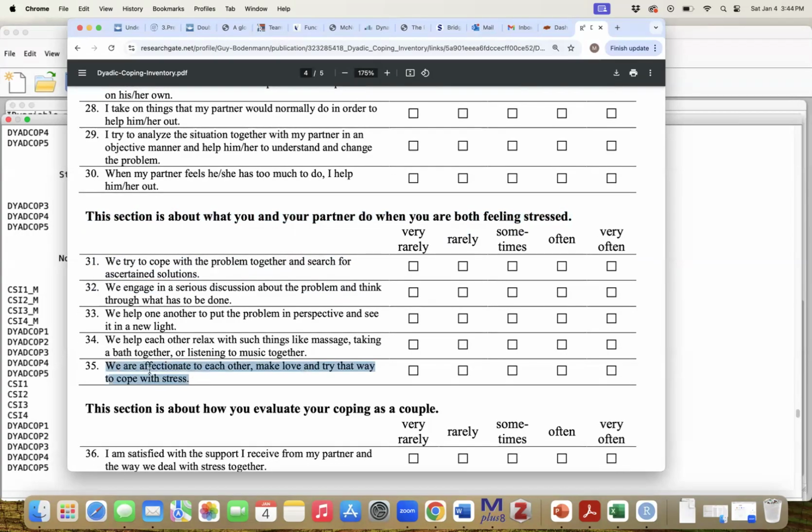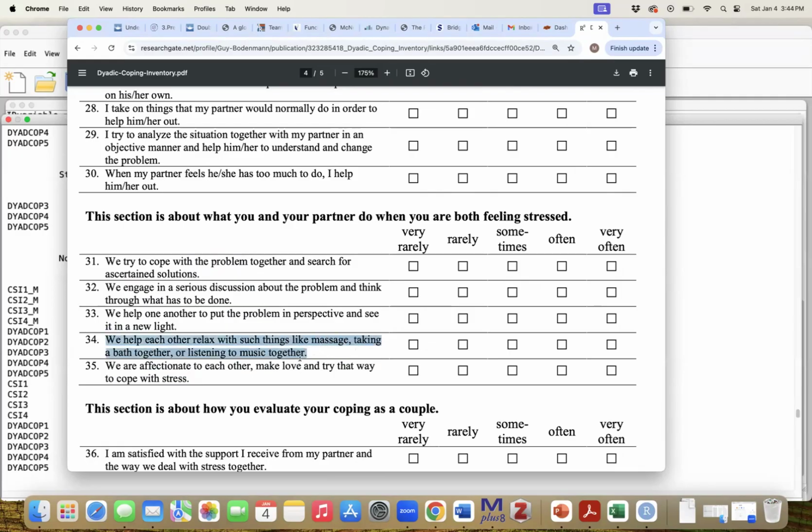All right. So this is the one that is kind of not behaving. And so I'm looking at the first three items. So we try to cope with our problems. So that's about stress communication. We talk about our problems. Again, that's stress communication. We reframe the problem, put it into perspective. That's stress communication. And then we move into here.